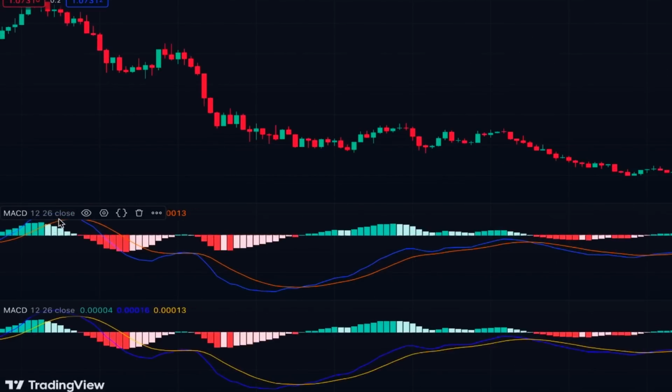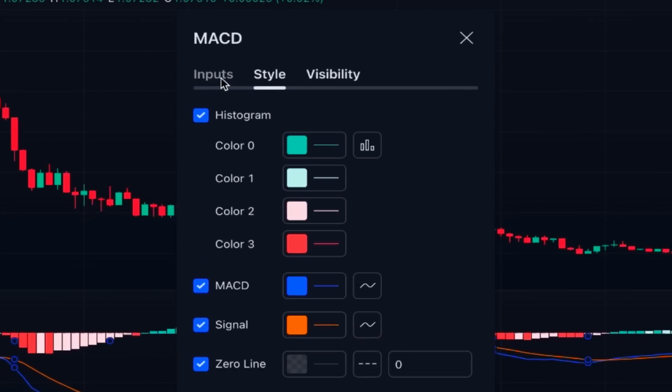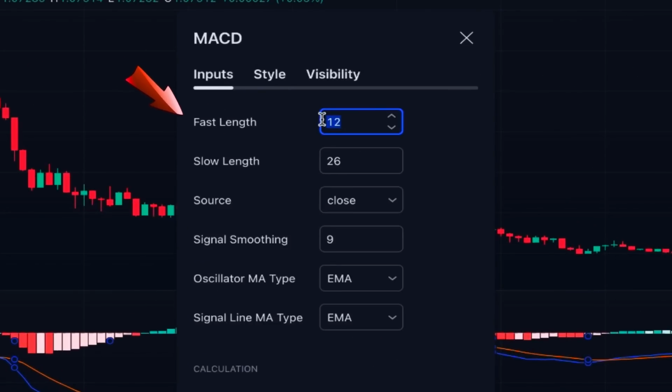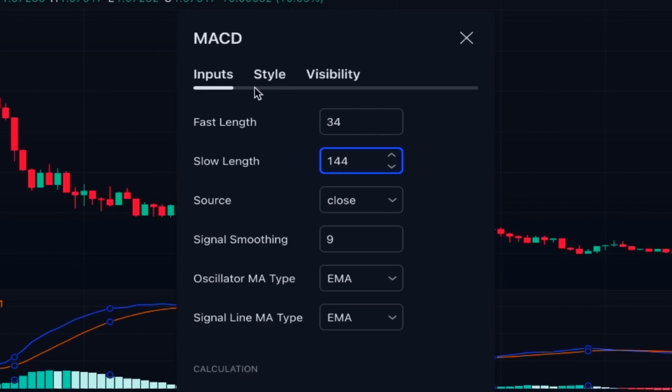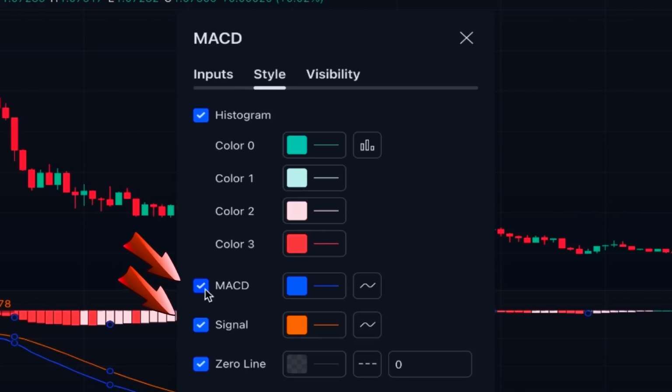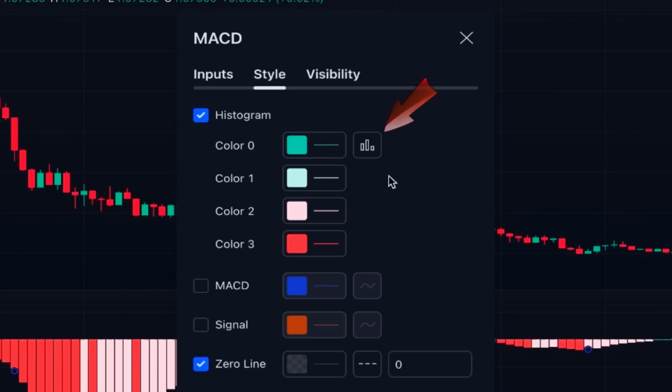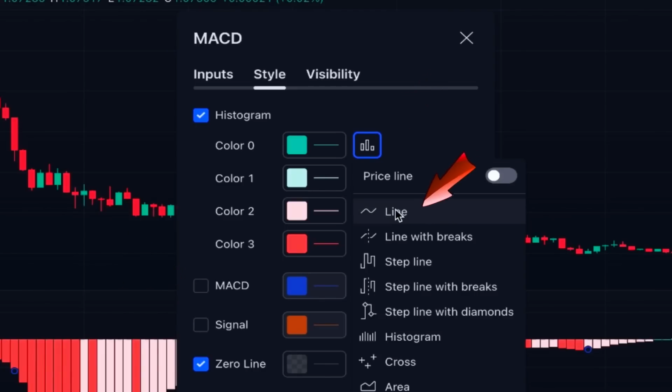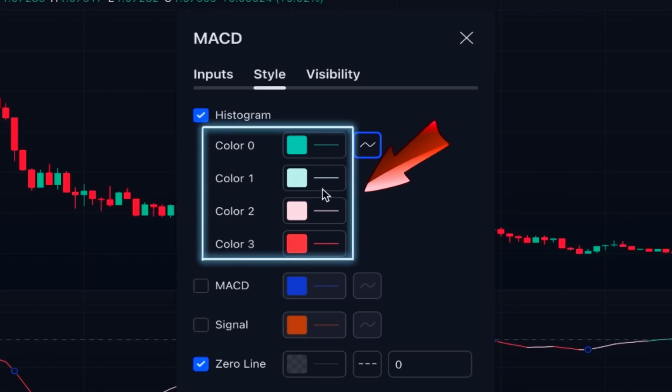First, we go to the settings of this MACD in the top, and here in the inputs tab, for the fast length we set it at 34, and for the slow length we set it at 144. And then we go to the style tab and we remove MACD line and signal line, and then here we change the appearance of MACD histogram to line, and finally we set all these colors to white.